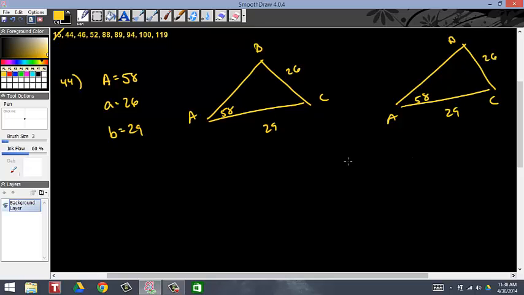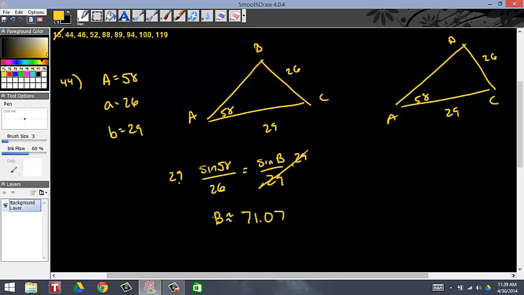Let's do the law of sines real quick on the first triangle. Sine 58 over 26 is equal to sine B over 29. I'm going to multiply both sides by 29 to get sine B by itself. So I have 29 sine 58 over 26 equals sine B, so I'm going to do this in the calculator. 29 times sine 58, make sure you're in degrees for this one, divided by 26. Now I'm going to take inverse sine of the answer. So I get B is approximately equal to 71.07. That is for the left triangle.